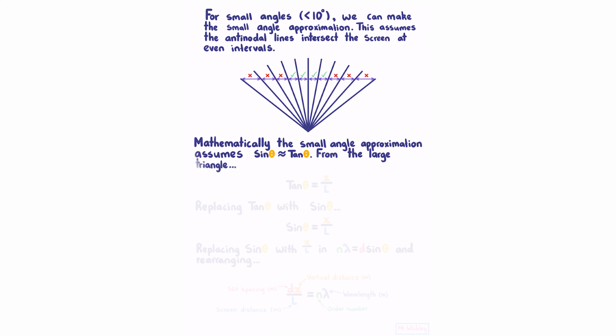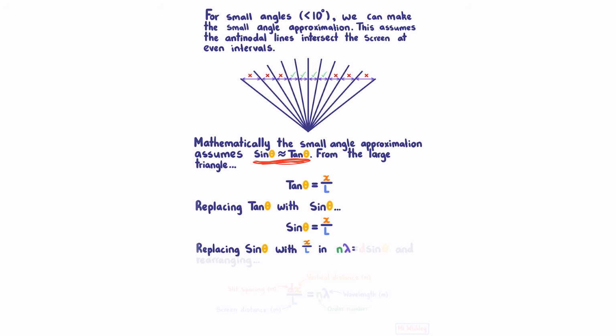And so from the large triangle, we can use the TOA relationship, which is that tan of the angle is equal to our opposite, which you might recall was our x, divided by our adjacent, which you might recall was our L. So we can take this equation and replace our tan theta with our sine theta using our small angle approximation. And now we replace the sine theta with x over L in our n lambda equals d sine theta relationship, so we're taking our equation from the last page, and because sine of the angle is equal to x over L, we're going to replace our sine of the angle with our x over L. If we do that and rearrange, we get dx over L is equal to n lambda.